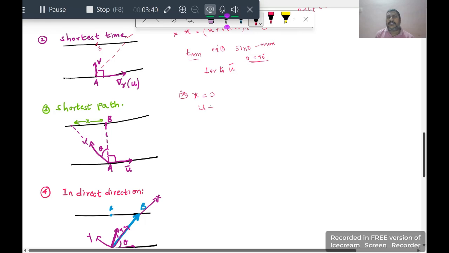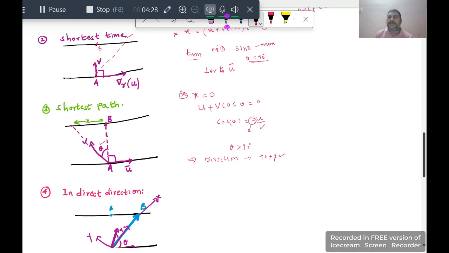So u plus x, that is u plus v cos theta, is equal to 0. That means cos theta is equal to minus u by v. So here the minus in cos theta represents that the theta value is more than 90 degrees. Therefore, to achieve the shortest path, the direction of the boat or the direction of the swimming person is more than 90, like 90 plus some alpha, say 90 plus 5. Here theta I have taken; in this direction you have to start. You have to start at more than 90 to reach the shortest path.